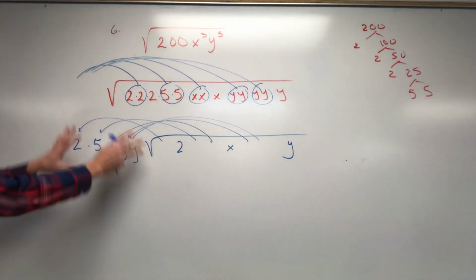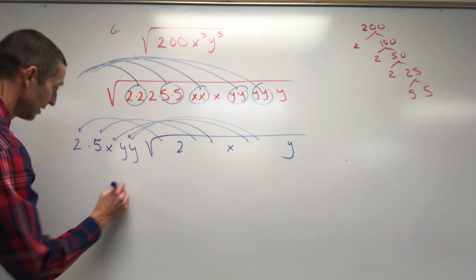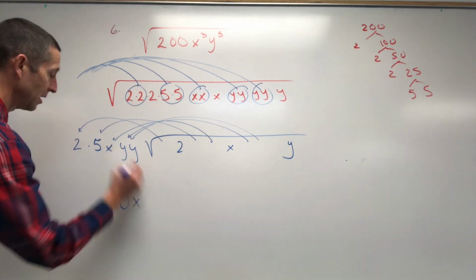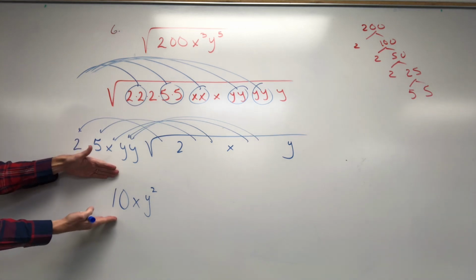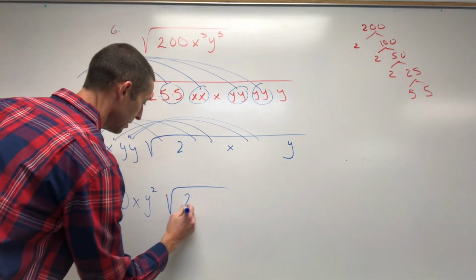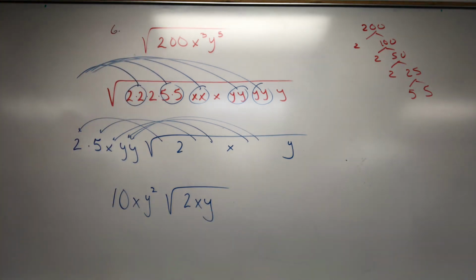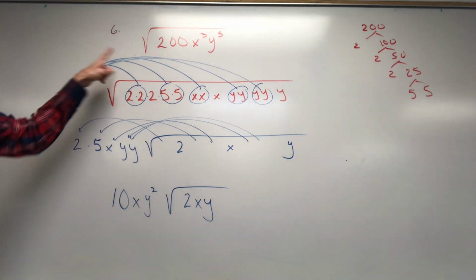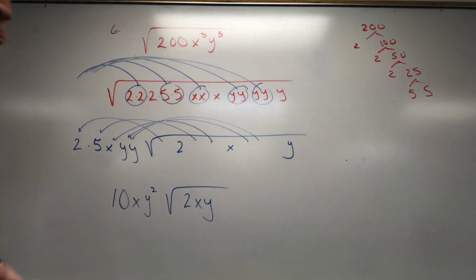Now you have this whole mess to clean up out here. 2 times 5, that's 10, x, y times y, y squared. So the outside cleans up. Inside, we condense this together. Here's a 2, here's an x, here's a y. 10xy squared, 2xy, boom, boom, boom. Got an answer. This was for square roots, numbers, letters, the whole thing.